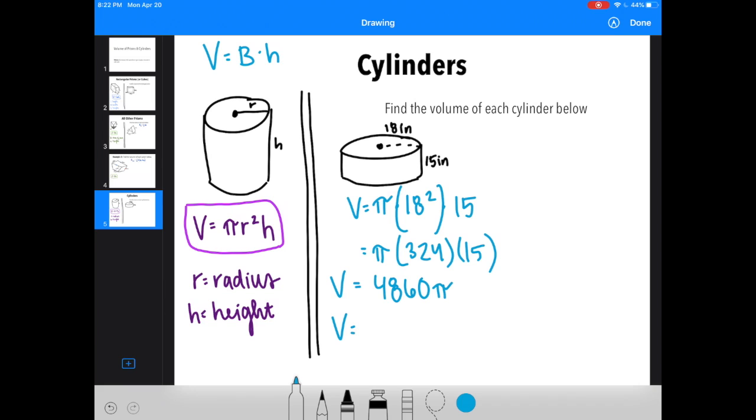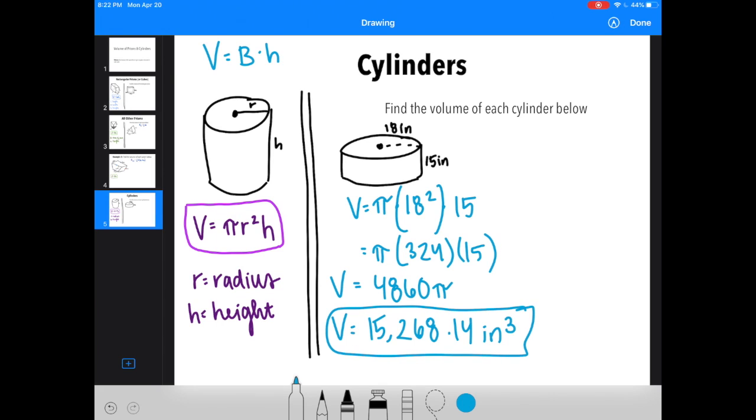However, I like going down to a decimal so we know how to deal with pi as well as attach our units. So 4,860 times the pi key gives me an answer of 15,268.14 inches cubed. That's my final answer.